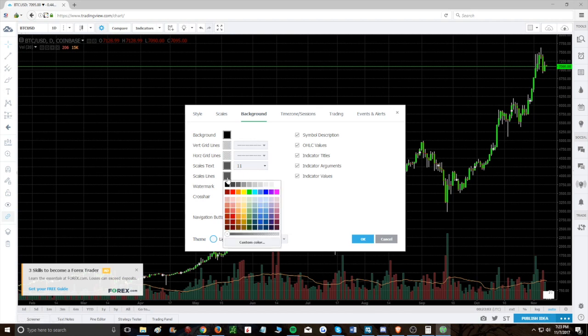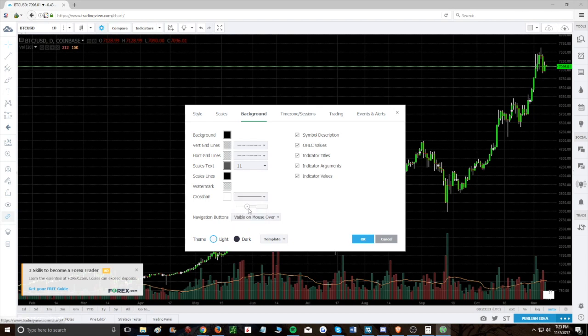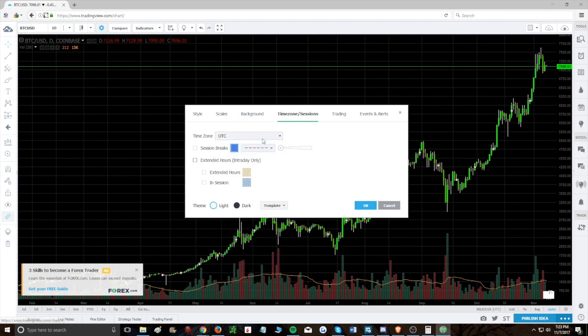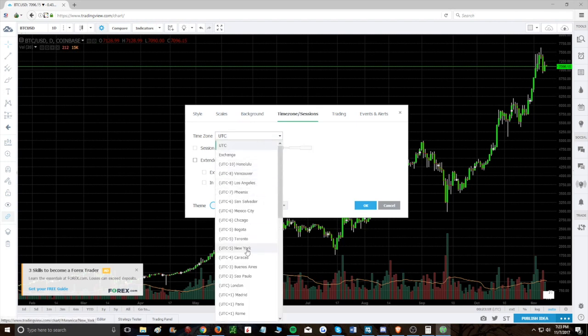These scale lines, I put black. And the cross here I like as white in a solid color. Make it a little bit thicker too, it makes it easier to see. Time zones, put your time zone. I am Eastern New York.